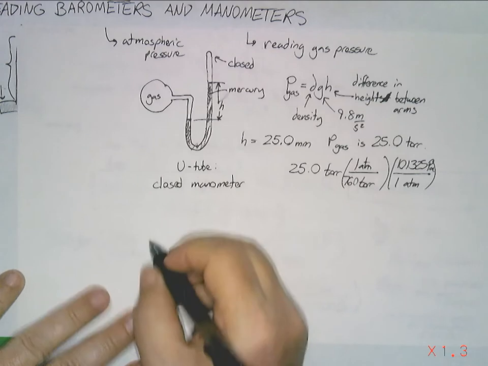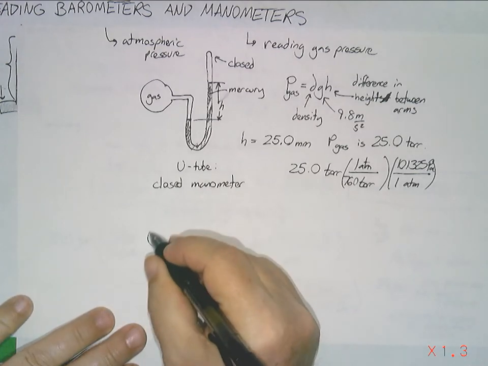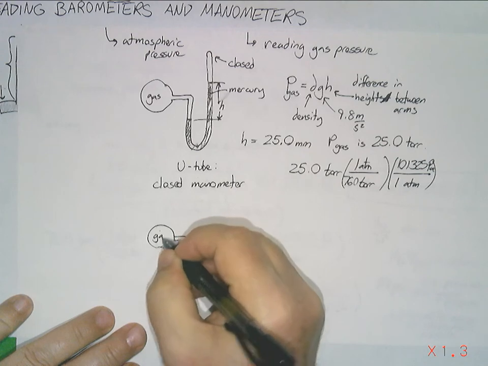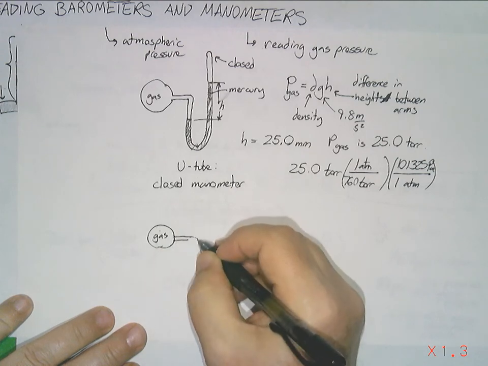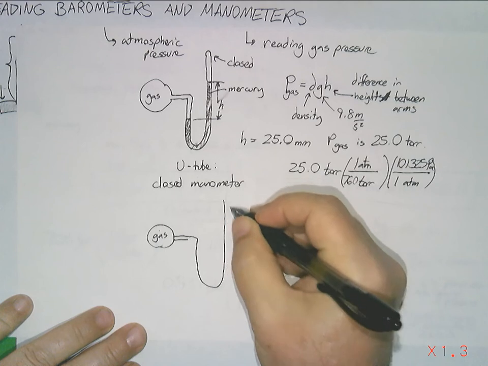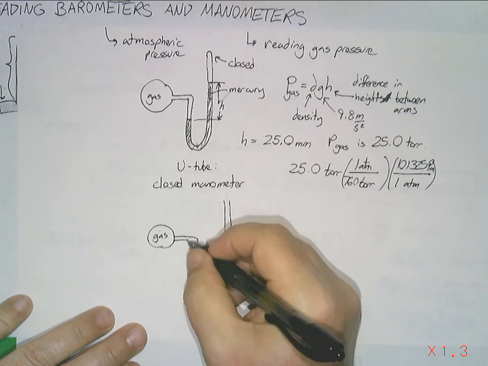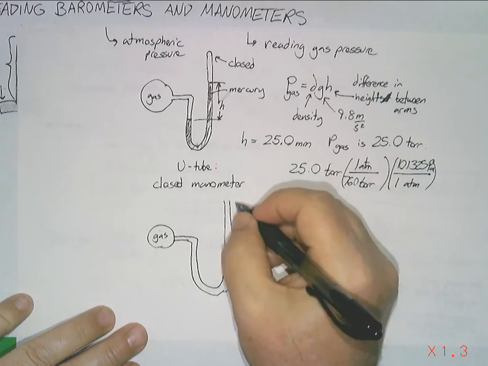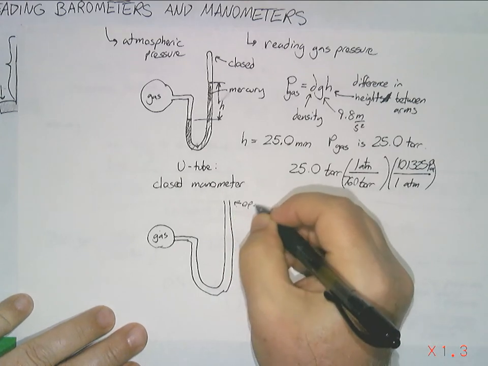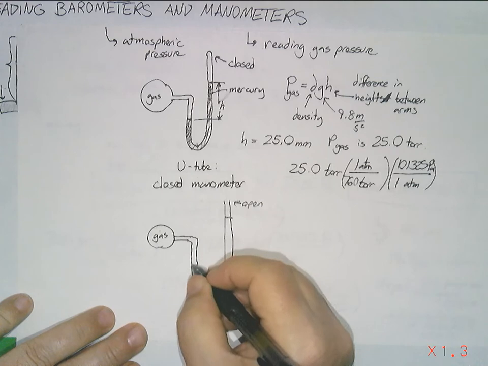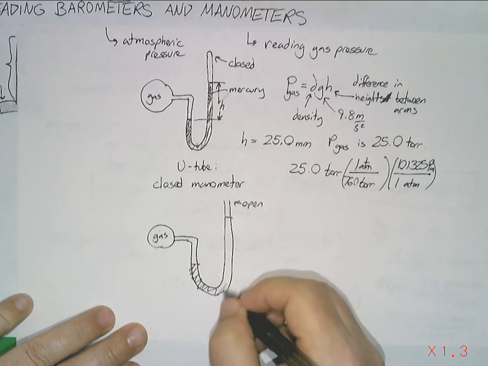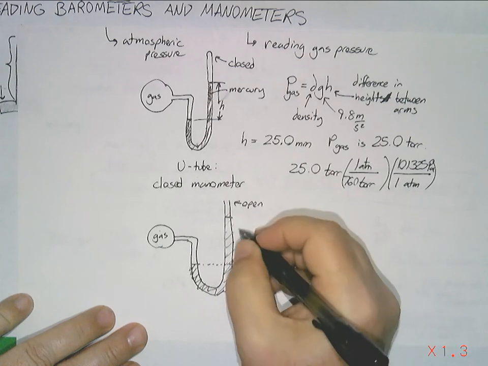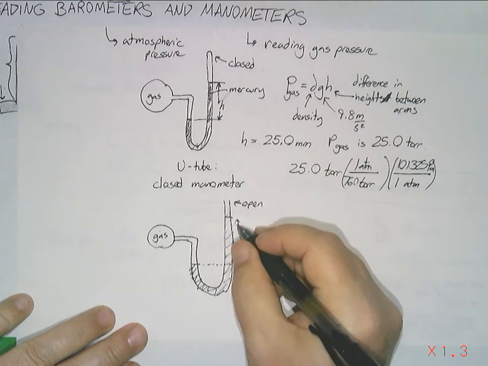Now, you can also have an open manometer, which reads the gauge pressure. So here's the gas. This is open right here. And here's the U-tube again. But this time it's open on the top. And I'll call this an open manometer. And suppose this is filled with mercury again. I would again look at the height difference between the two arms. Call it H.